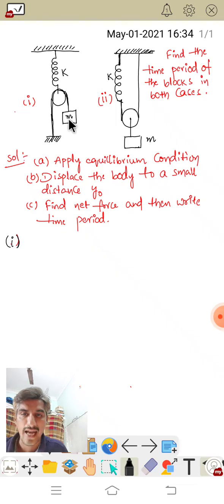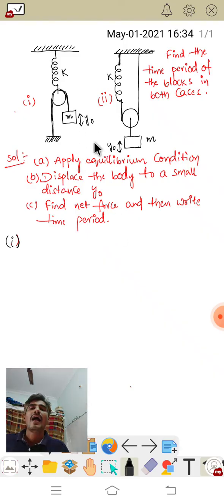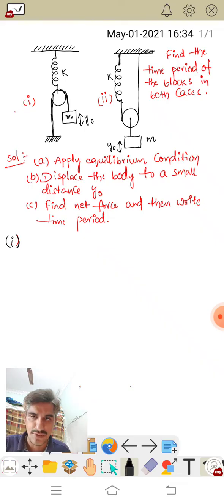So as soon as you hang it, what happens? Due to its weight, it comes downwards to a distance of y naught. Am I right or not? Even here also it comes to a distance of y naught in the downward direction. Then after that it comes to equilibrium position. Because of its weight, it comes downwards and there it comes to equilibrium, even here also.